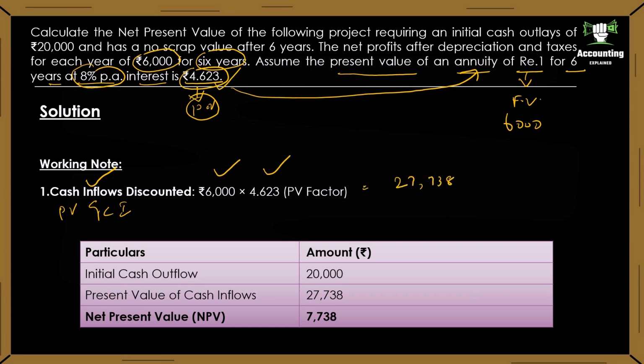Now the initial cash outflow given in the question is 20,000. See here, cash outlay of rupees 20,000. So that should be taken, and the present value of cash inflow which we have calculated is 27,738. On deducting 20,000 from 27,738, you get 7,738. That is the net present value. Here the net present value is positive, so you can accept the proposal.